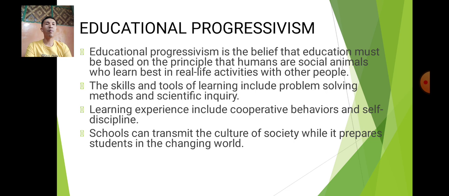The skills and tools of learning include problem solving methods and scientific inquiry. So students must be engaged in solving using a scientific method, then having scientific inquiry. Then learning experiences include cooperative behaviors and self-discipline. So there should be cooperation since they are involved in group activity. Then in order to perform well in their group, they must have self-discipline. Schools can transmit the culture of society while it prepares students in the changing world.